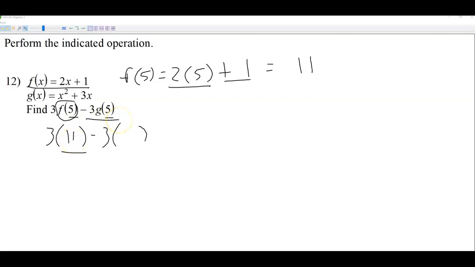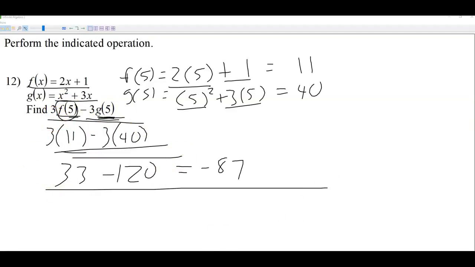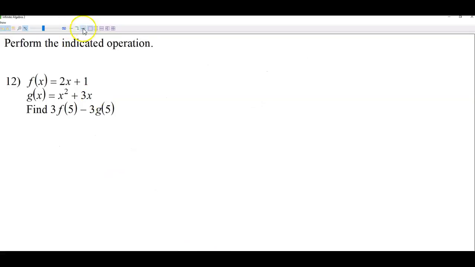Now I already know f of 5 is 11. I'm going to do the same thing with this one. Now I'm going to find out what g of 5 is. So g of 5 is equal to 5 squared plus 3 times 5, just plugging 5 in for x there. That gives me 25 plus 15, which is 40. So I'll be plugging that in here for the g of 5. And then from there, we just need to do our math to solve it. I've got 33 minus 120, which comes out to be negative 87. Okay, so I found f of 5 and g of 5 first, and then I plugged it into these expressions, and then I solved. All right, let's go ahead and take a look at number 14.